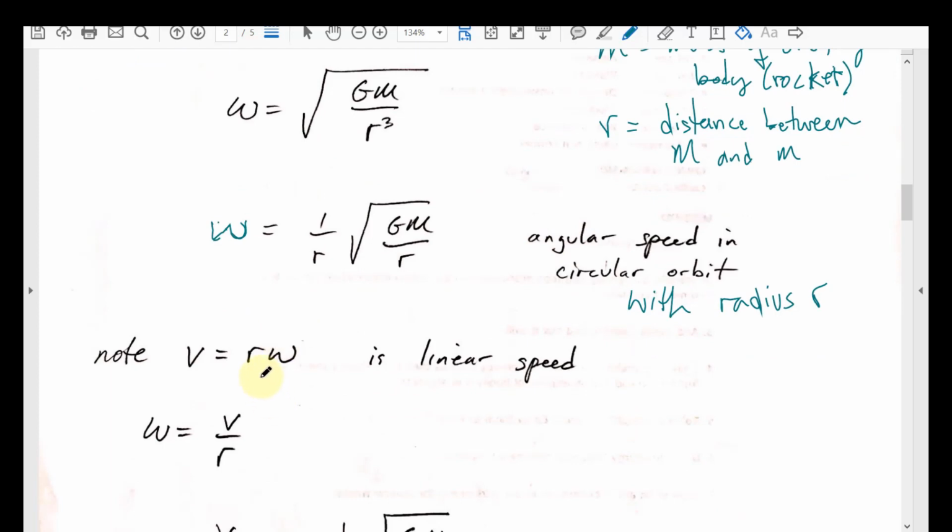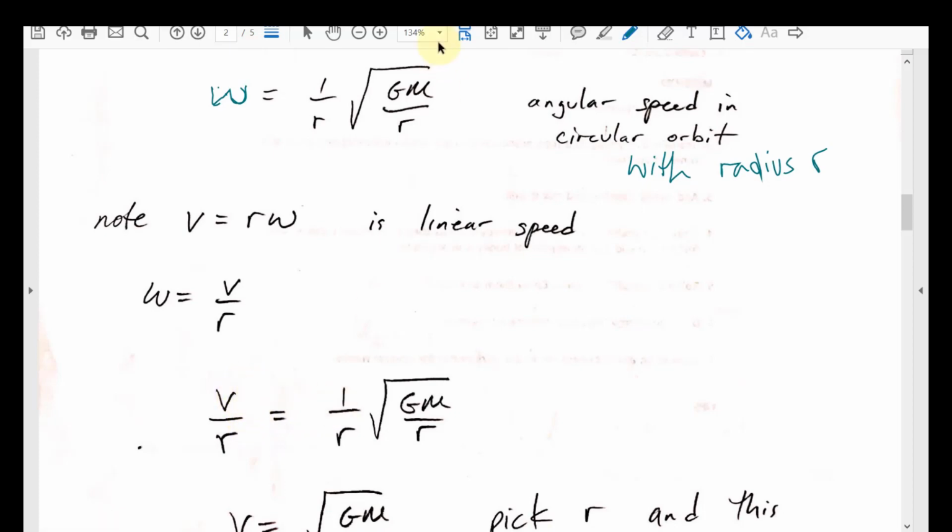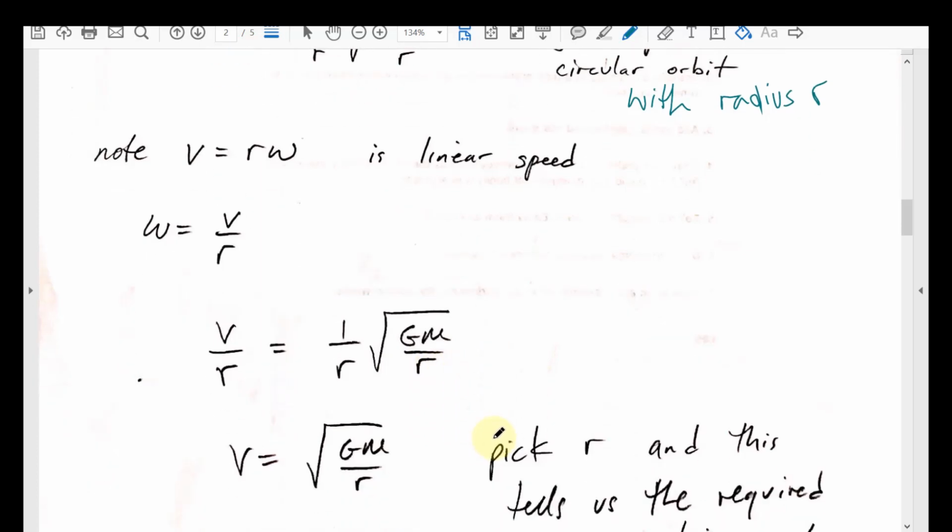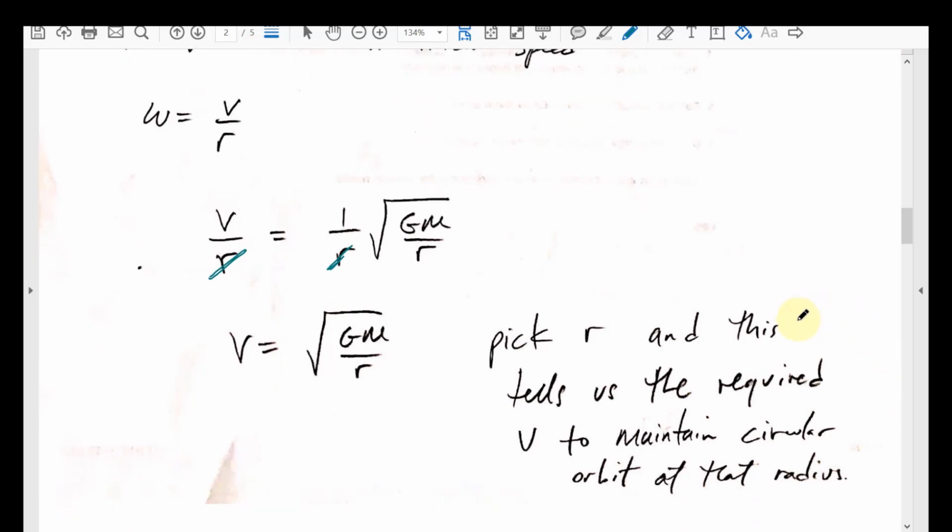Now, remember I had derived previously that the linear speed of the rocket in a circular orbit would be given by r times omega. So solving for omega here, I can say that omega would be v over r, these both being constants in uniform circular motion. So if I set omega equal to 1 over r square root of GM over r, then I could cancel the r from both sides, and I get an expression for the velocity at some arbitrary radius from the center of the orbit. This is one of the results that I wanted to derive. This is a formula for the velocity.